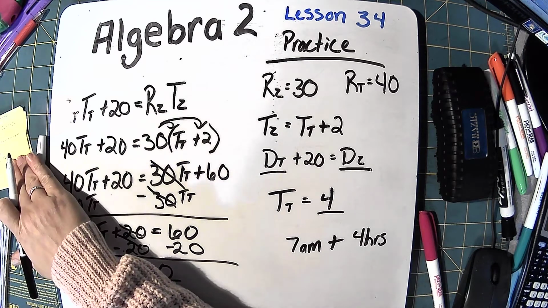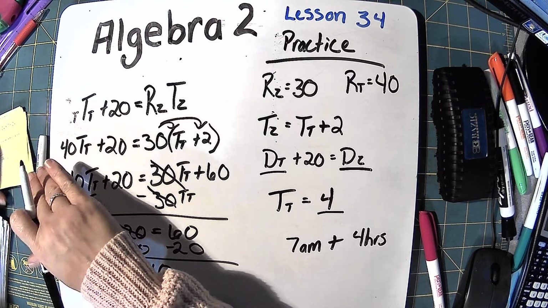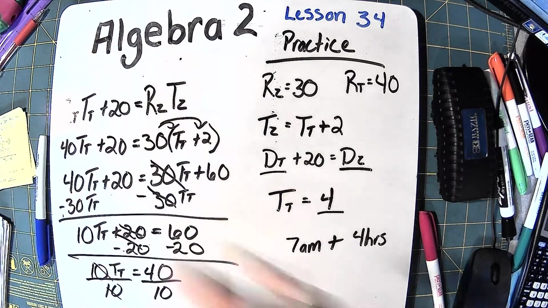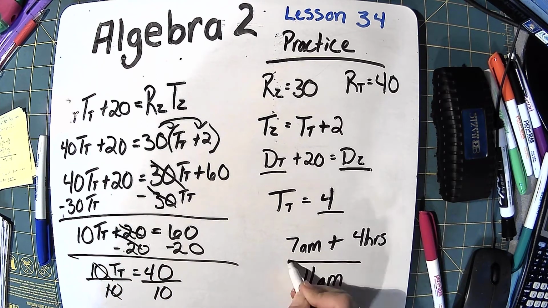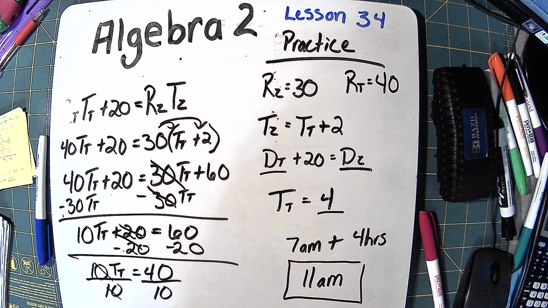So what would it be if it was 7 a.m. plus 4 hours? It would be 7, 8, 9, 10, 11. 11 a.m. is the answer. So that's what you'd have to put down as your answer, 11 a.m. You couldn't just put 4 hours.